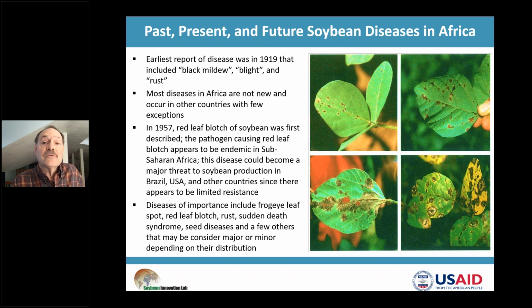Along with red leaf blotch, we found other diseases of importance in Africa, including frog-eye leaf spot, soybean rust, sudden death syndrome, and a few others, including some seed diseases. In summary, diseases may be major or minor depending on their distribution, whether they're local or pandemic in nature, and the degree of their severity. Next slide, please.